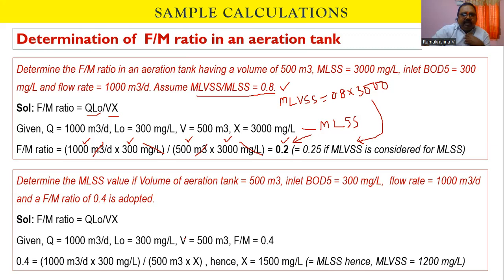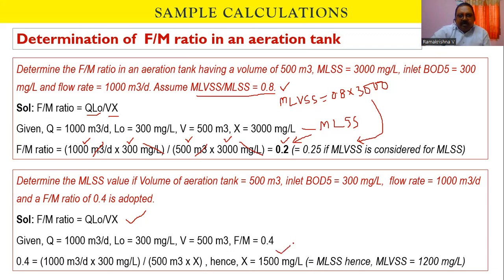Determine the MLSS value if volume of aeration tank is 500 meter cube, inlet BOD is equal to 300 milligram per liter, flow rate is equal to 1000 meter cube per day, and F by M ratio of 0.4 is adopted. In the previous problem, we calculated the F by M ratio. Now F by M is given, we have to calculate the X value here. The formula will not change. The same formula we are going to use, and you substitute the values here. And finally, you find X is equal to 1500 milligram per liter.